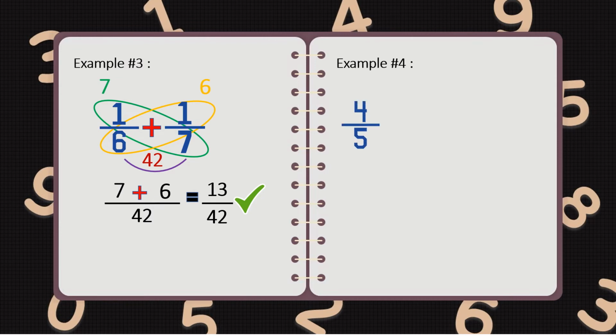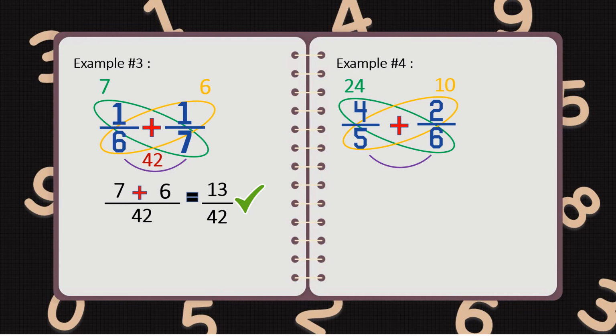We have 4/5 plus 2/6. What's the first step? Correct. Cross multiply. So what are we going to cross multiply? Yes, the 4 times 6, which is 24. Then, what's next? The other side. 2 times 5 is 10. What's next? The denominators. Correct. 5 times 6 is 30.